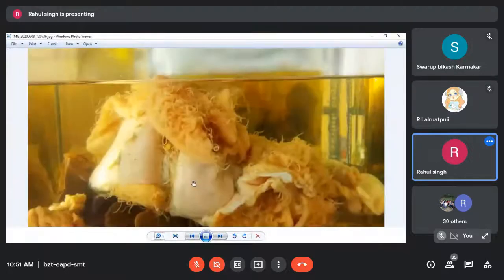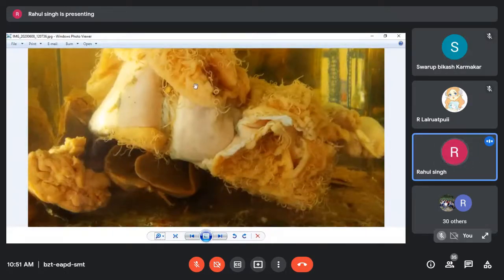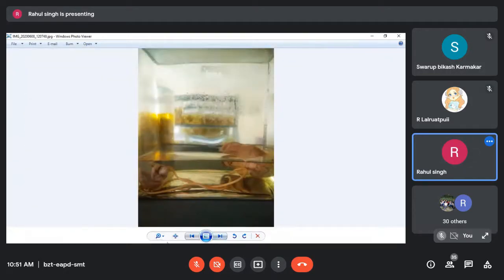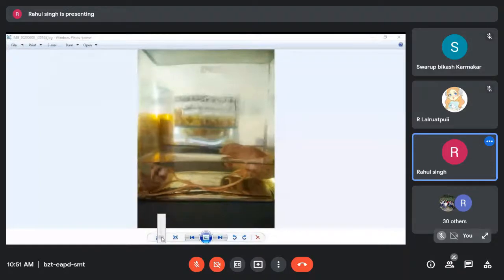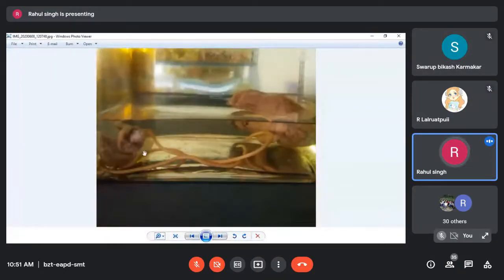Haemonchosis on the abomasum. You can see numerous Haemonchus sticking to the abomasum. Roundworms. Abomasum of cattle. Ascaris suum. Numerous large parasites will be found inside the intestine of pig. Ascaris suum, large parasite.